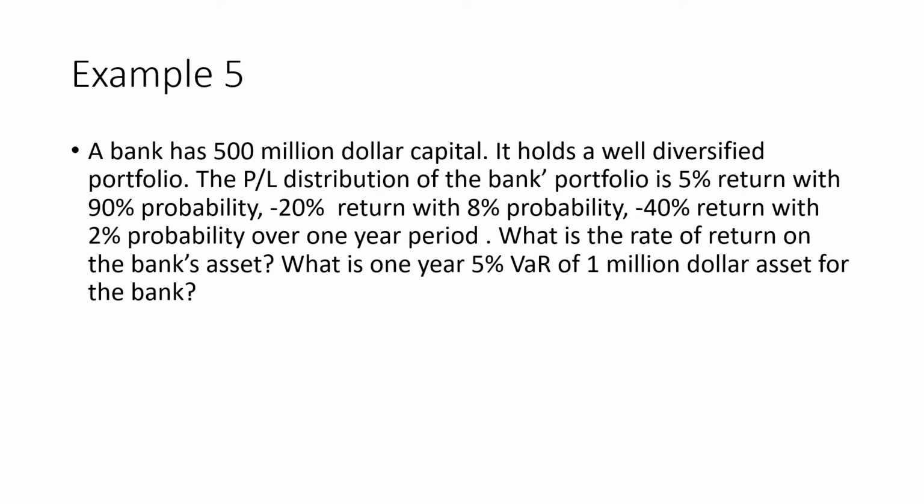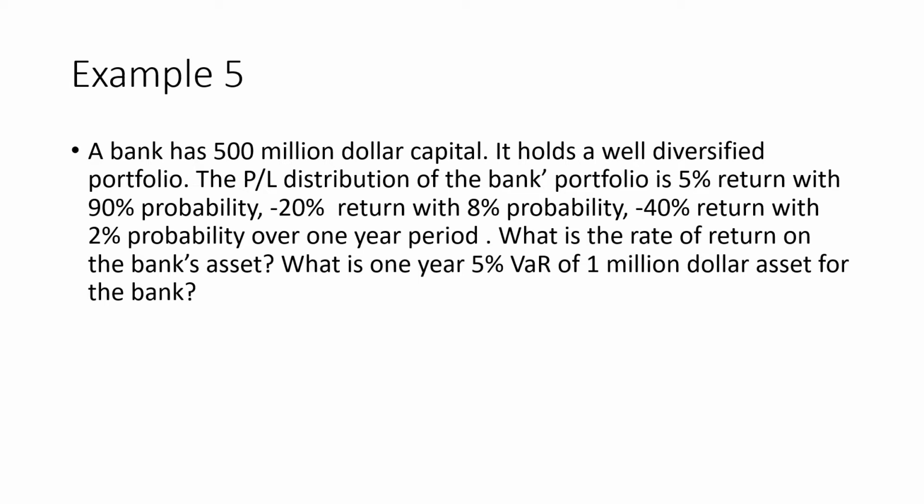Example 5. A bank has $500 million capital. It holds a well-diversified portfolio. The profit and loss distribution of the bank's portfolio is 5% return with 90% probability, negative 20% return with 8% probability, negative 40% return with 2% probability over 1 year period.